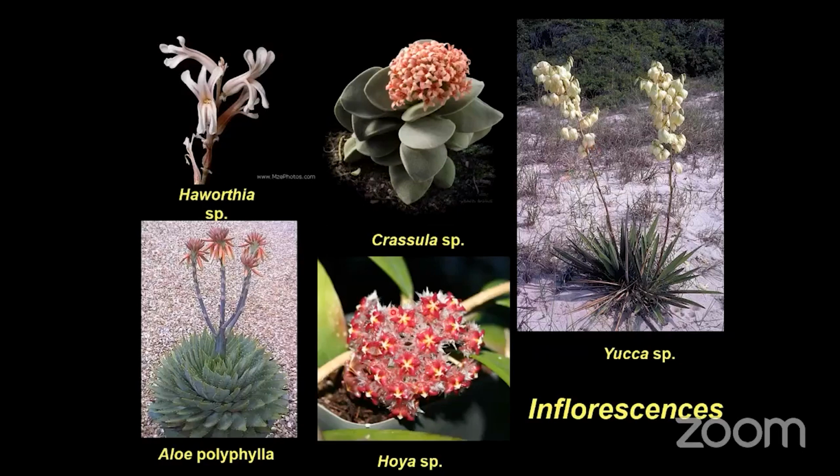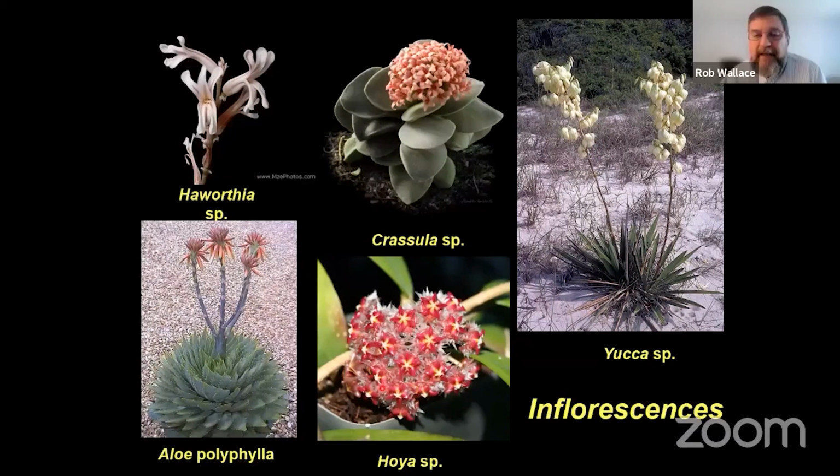So Hoyas and the Asclepiad group of the Apocynaceae, Crassulas do this, having large numbers of small flowers. Haworthias, aloes, all of this strategy is well entrenched into many succulent groups, and by producing larger numbers of smaller flowers, it enhances the potential for successful reproduction. That's what the benefit of having an inflorescence is, and the presence of multiple flowers.